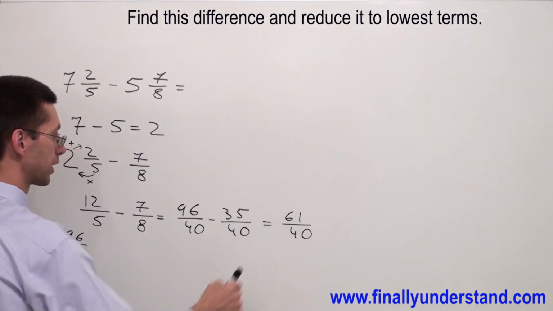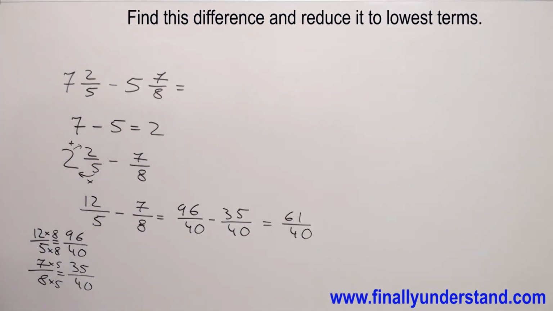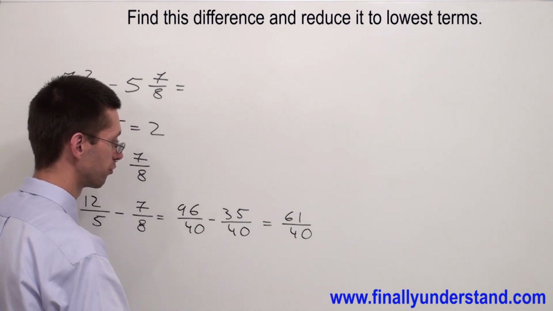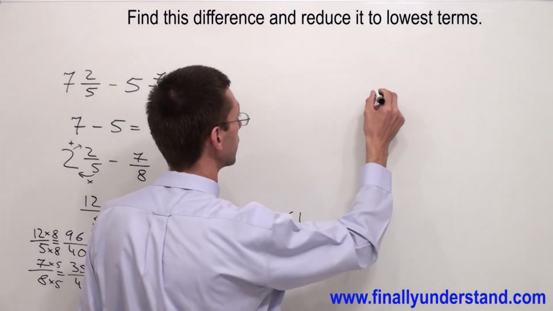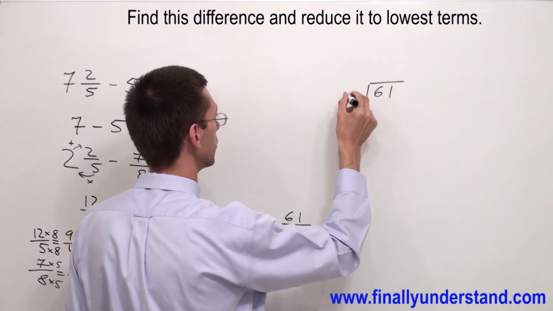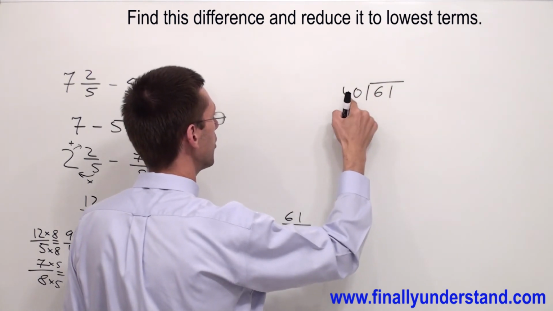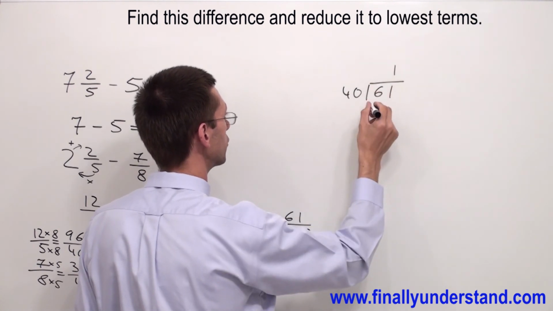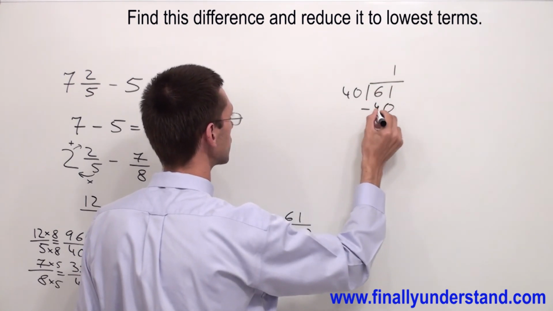Now, look at this fraction. We cannot reduce this fraction because there is no common factor for 61 and 40. That's why I'm going to perform the long division. So 61 divided by 40. How many times does 40 go into 61? Just once. 1 times 40 is 40.